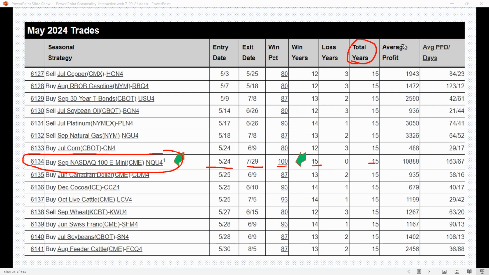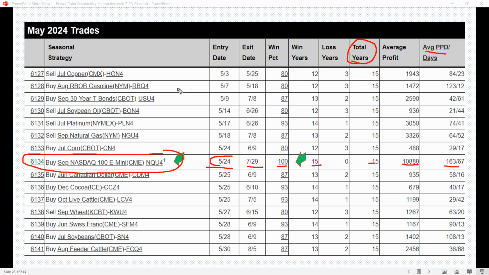Now, it shows you here just the average profit. This is the NASDAQ 100 futures contract. So average profit, over that 15 year period, $10,000. And here you can see the average profit per day, $163 over 67 days. So some really good statistics to start with. So that's one that pretty much highlights there.